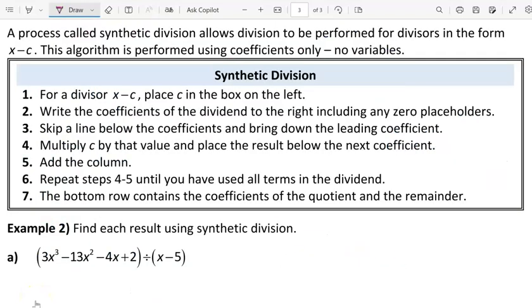There is a second process for polynomial division. However, it can only be used with divisors of the form x minus c, where c is some number, and that number can be negative or positive.